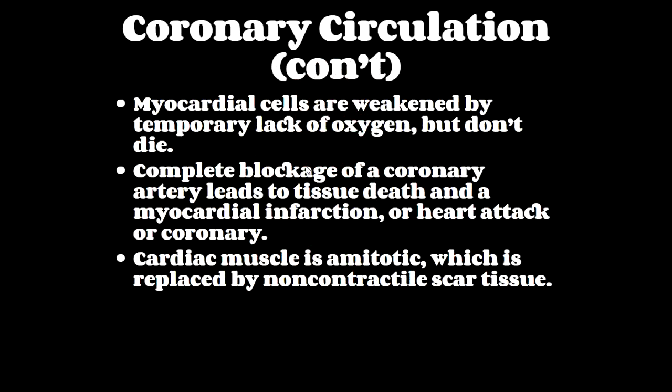When that tissue begins to die, we call that a myocardial infarction, or we know it as a heart attack, or sometimes people call it a coronary. So basically, it's blockage of an artery. The tissue can't get its oxygen, so the tissue dies. And that's what a heart attack or coronary would be. Cardiac muscle is amitotic, which means that we don't make new cardiac muscle whenever it gets damaged. Instead, we make non-contracting scar tissue. So you lose some of the efficiency and effectiveness of your heart.